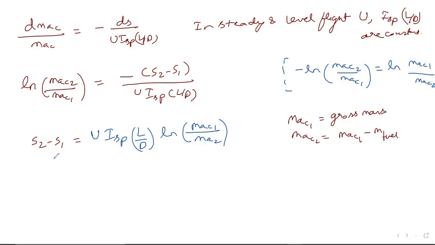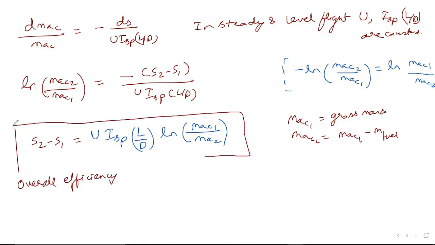Okay, one thing Kavya missed that day, but it's like this. Overall efficiency. First of all, this is a great formula. You can learn this formula. I think only one time in the whole GATE history this type of question has been asked, where you have to calculate the range of aircraft when specific impulse is given. Otherwise, you know the formula.